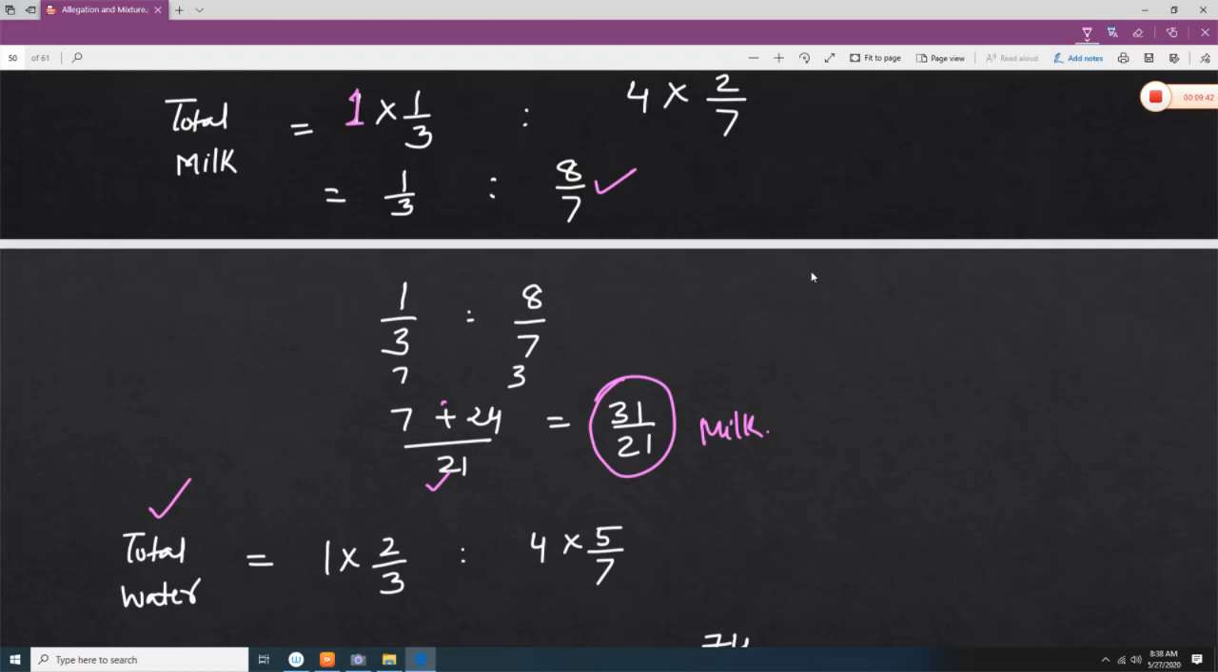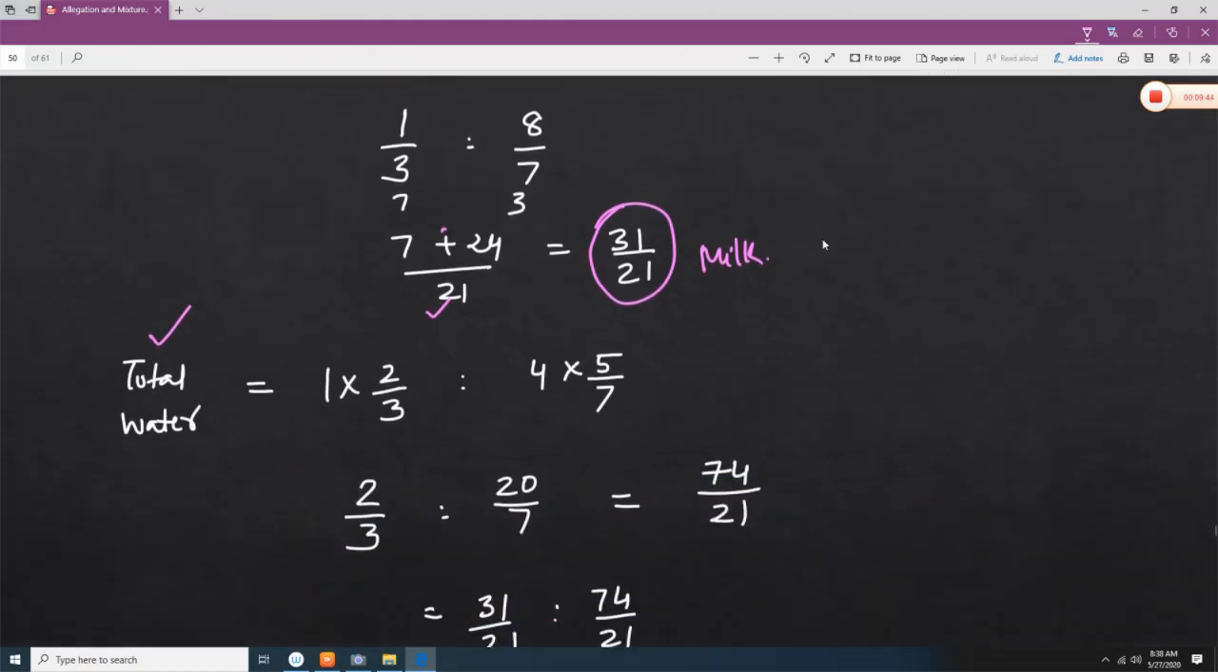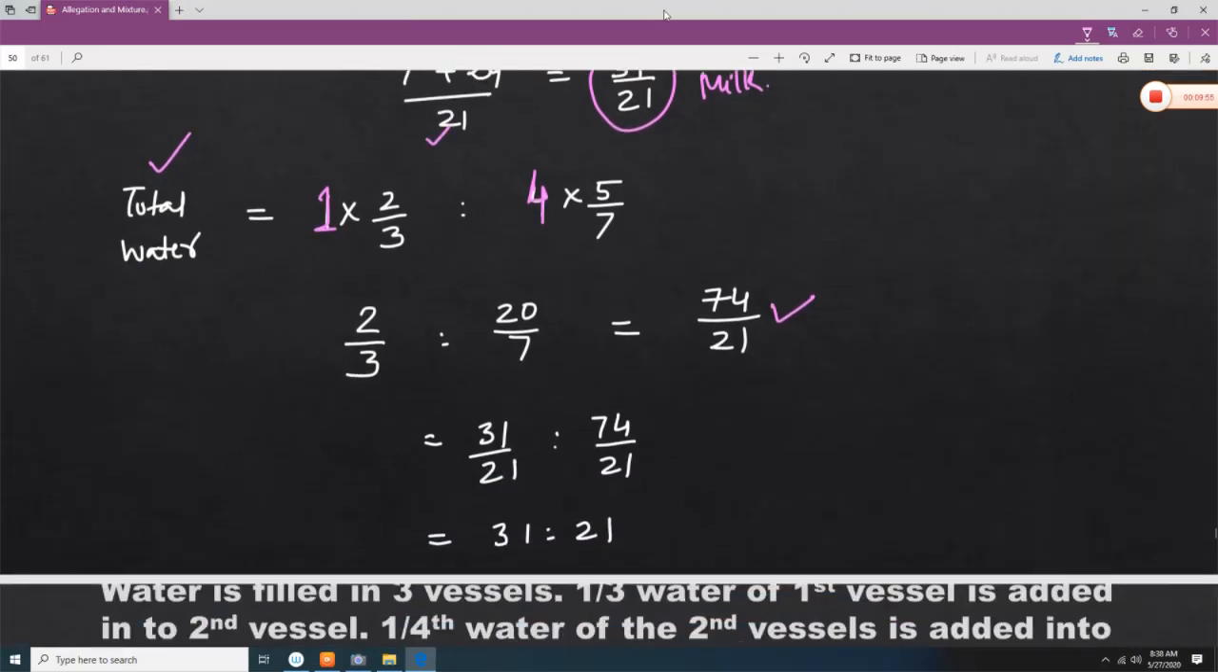Now similarly we have to calculate for the water. So 1, and the water part is 2/3, and this is 4, and the water part is 5 over 7. So it is 74 over 21, and milk is 31 over 21, water is 74 over 21.